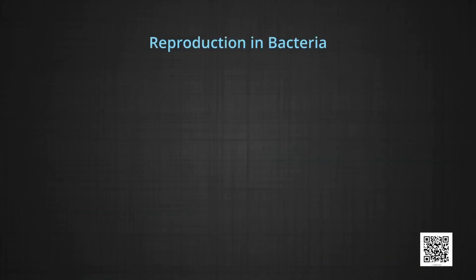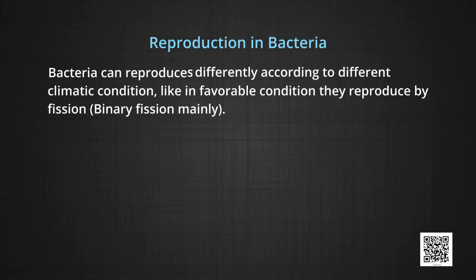Some eubacteria are pathogens, causing diseases in animals, plants and humans. Now, reproduction in bacteria. Bacteria can reproduce differently according to different climatic conditions. In favorable conditions, they reproduce by fission, mainly binary fission. During unfavorable conditions, they reproduce by spores, and sometimes by adopting a primitive type of DNA transfer from one bacterium to another, which is also known as sexual reproduction.